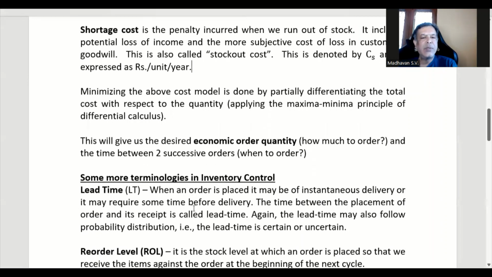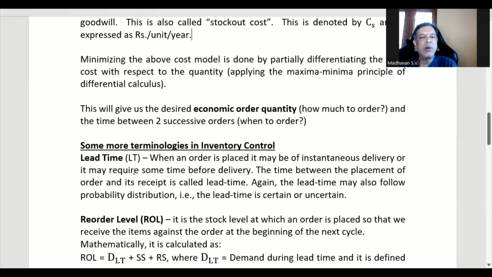Some more terminologies we'll see that are used in inventory control. One is lead time. When an order is placed, it may be of instantaneous delivery or it may require some time before delivery. The time between the placement of order and its receipt is called lead time. Again, the lead time may also follow a probability distribution. That is, the lead time is certain or uncertain. Most of the times it will be uncertain only.